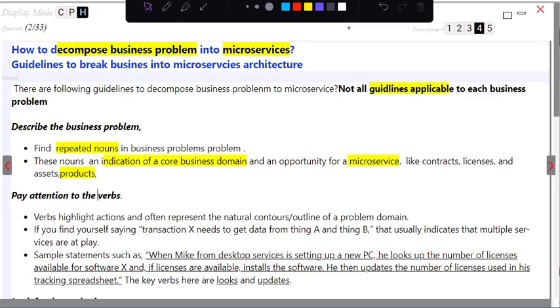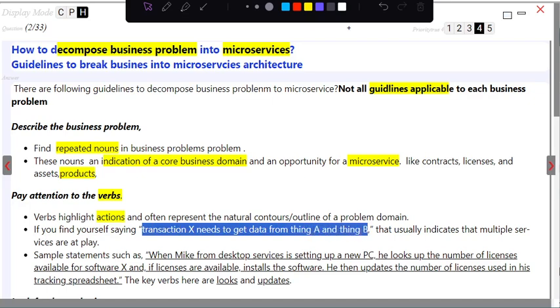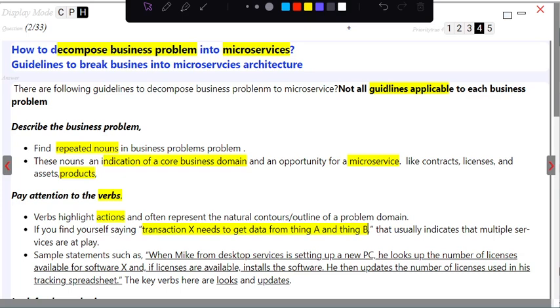Next, pay attention to the verbs. A verb represents an action. In our business problem, the verb represents an action, and actions suggest interaction between more than one microservice. Suppose transaction X needs to get data from things A and things B. Things A and B are the microservices, and the needs is the action. That usually indicates that we are interacting with more than one microservice.